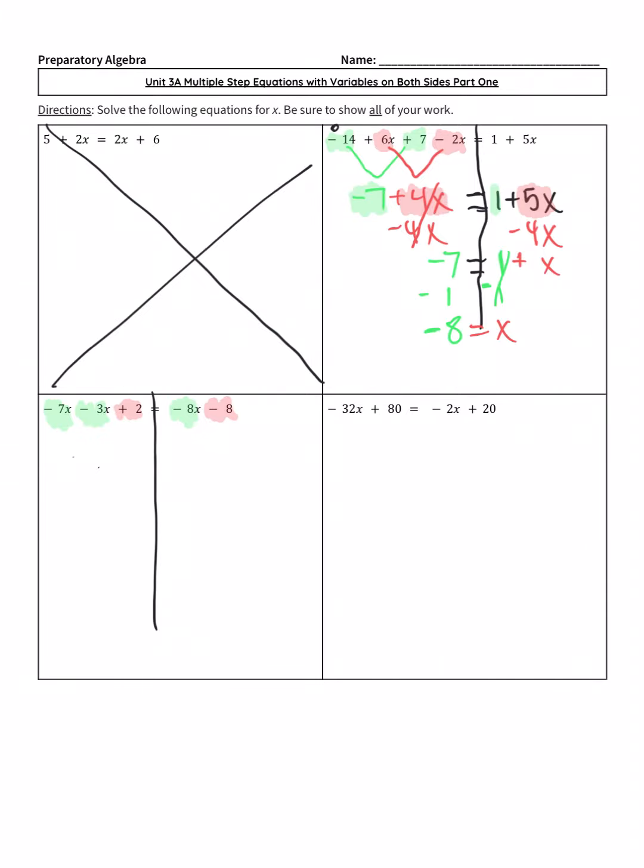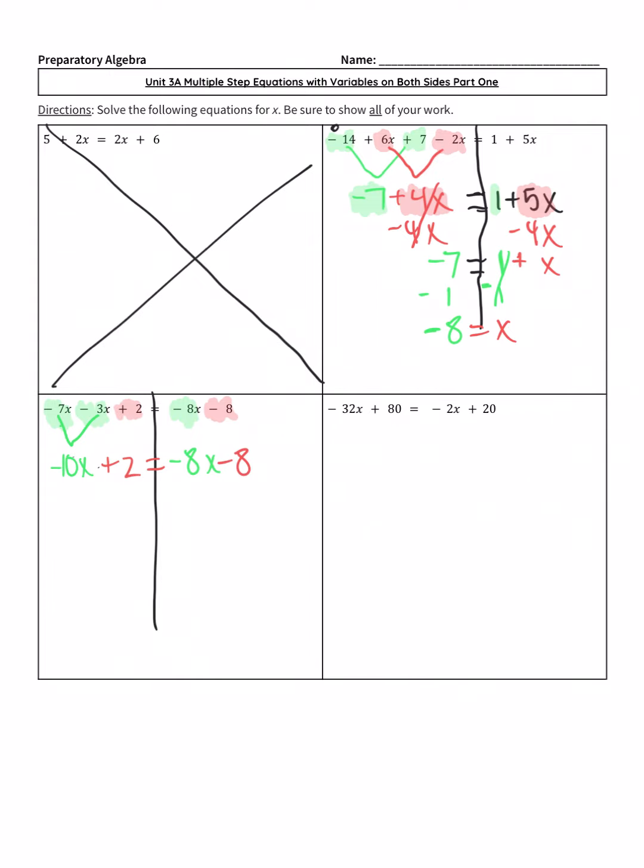I look over here and I can see I have 2 terms that consist of x. So these are considered like terms. I'm going to combine those. We have a negative 7 minus 3, which equals negative 10x. I have not done anything to my 2, so I need to just record it as is. And I did not do anything to this side of the equation yet, so I also need to just record it as is.